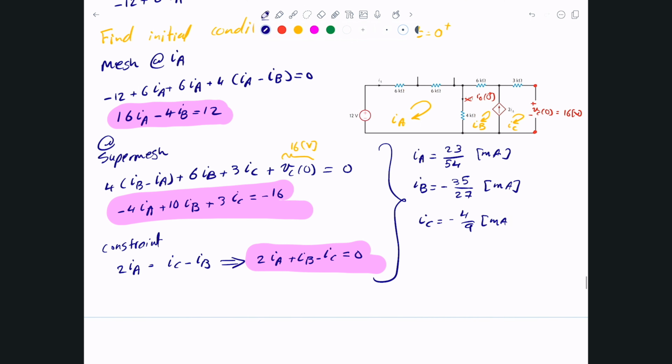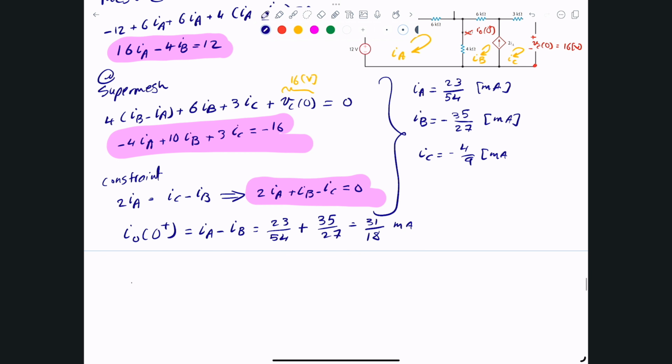So what are we looking for? Well, actually we're looking for this current in here, which relates to I of B and I of A. So let me write this equation for it. I naught of 0 plus, right after switching, is simply I of A minus I of B, which is 23 divided by 54 minus, which is plus, 35 divided by 27, which actually is 31 divided by 18 milliamp. So let me rewrite this here. In terms of initial condition, 0 plus is 31 divided by 18 milliamp.